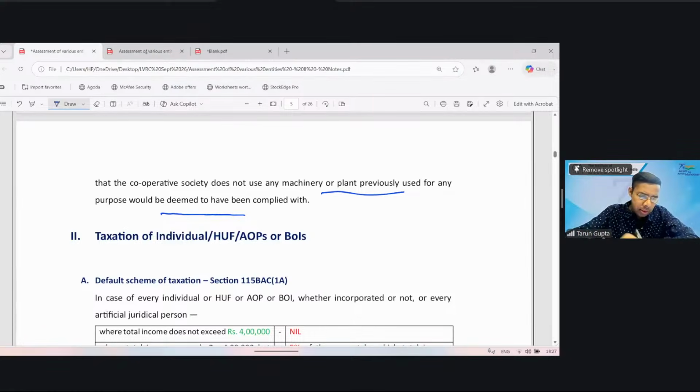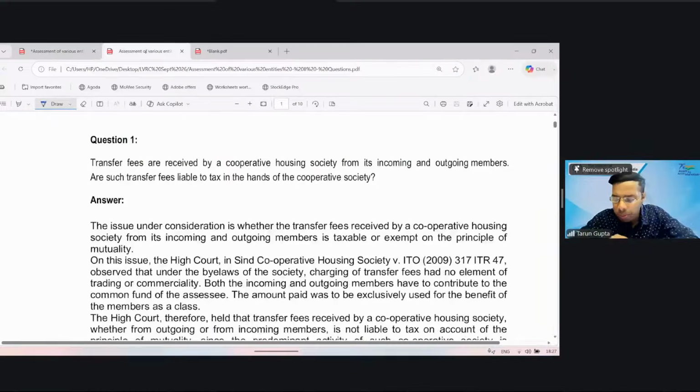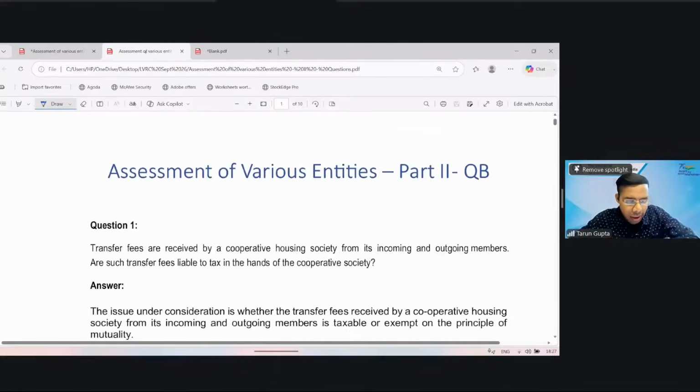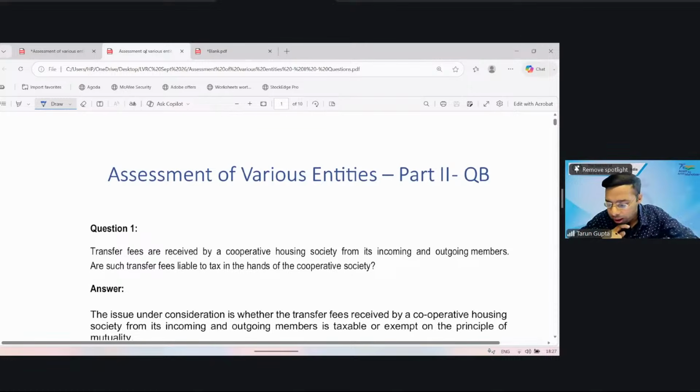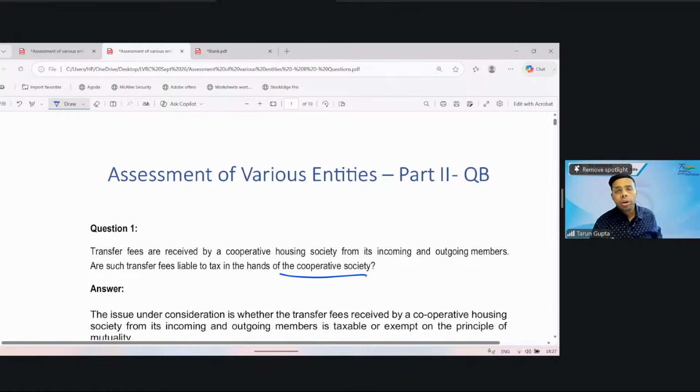Now, let's discuss one or two questions from this topic. The question says transfer fees are received by a cooperative housing society from its incoming and outgoing members. Are such transfer fees liable to tax in the hands of the cooperative society? What is the cooperative society doing? It receives the transfer fee from its members, whether they are incoming or outgoing. If they are joining, the society charges a transfer fee. If they are leaving, it again charges a transfer fee. If they are transferring their membership to some other person, then a transfer fee is charged. The question is about the taxability of such transfer fee.